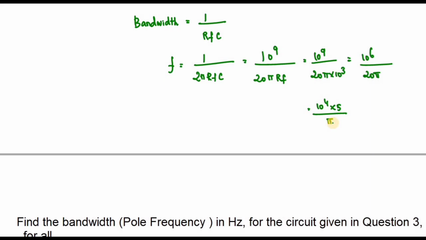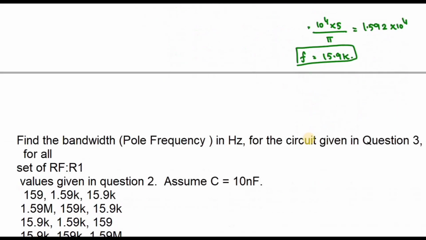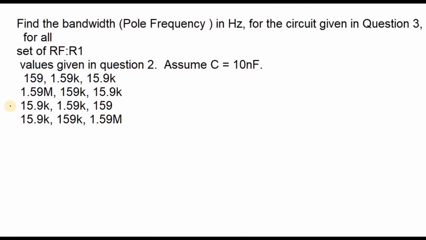What is 5 divided by pi? 5 divided by pi is 1.592 into 10 power 4. So this is nothing but 15.9 K. So this is the first value of F bandwidth. So the answer might be C or D.